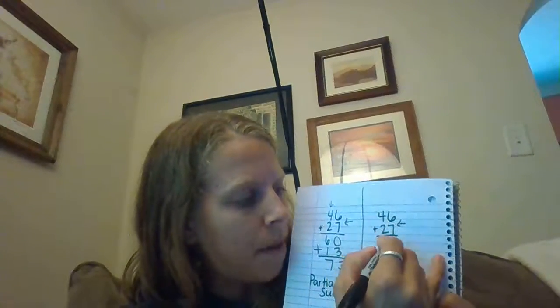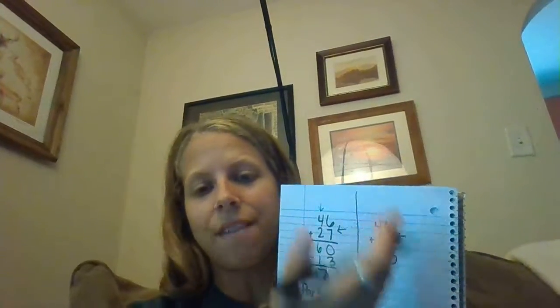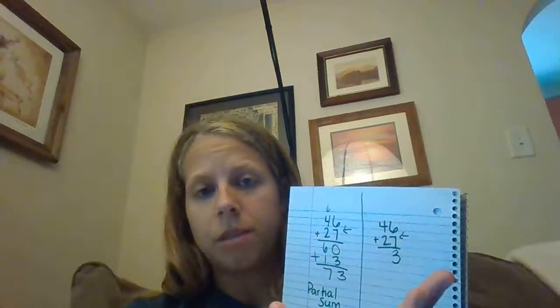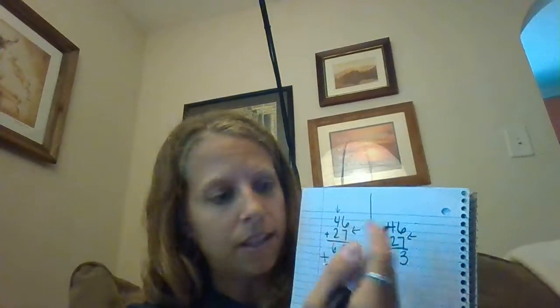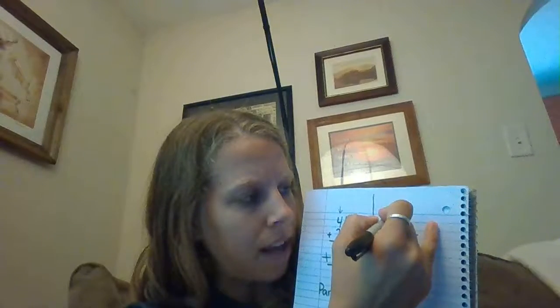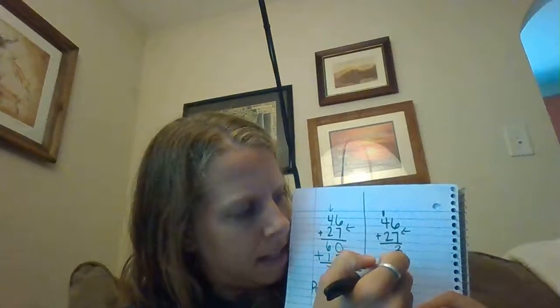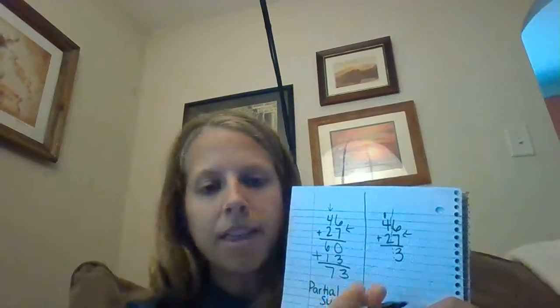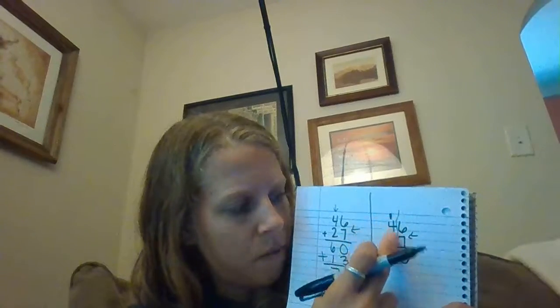But this time I'm going to put the 3 down below, and I know 13 can't fit in the ones column. We know 13 is more than 10, right? So 10 of it has to go to the tens column. So I'm going to carry a 1. And because that 1 is in this second column, that 1 actually represents a 10.